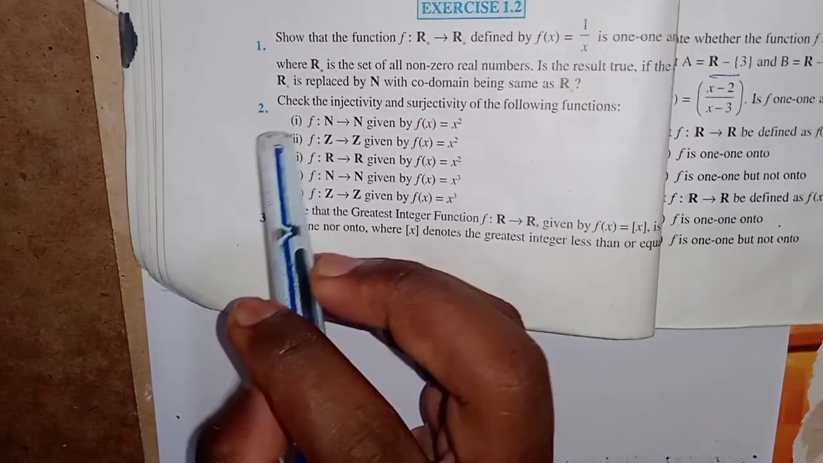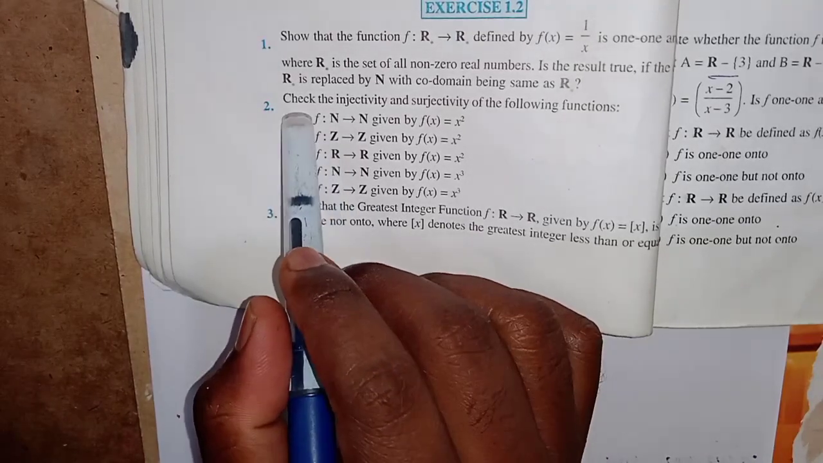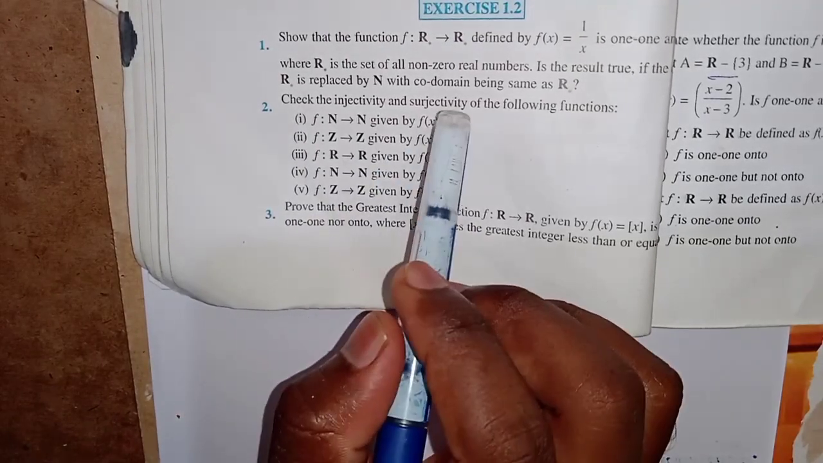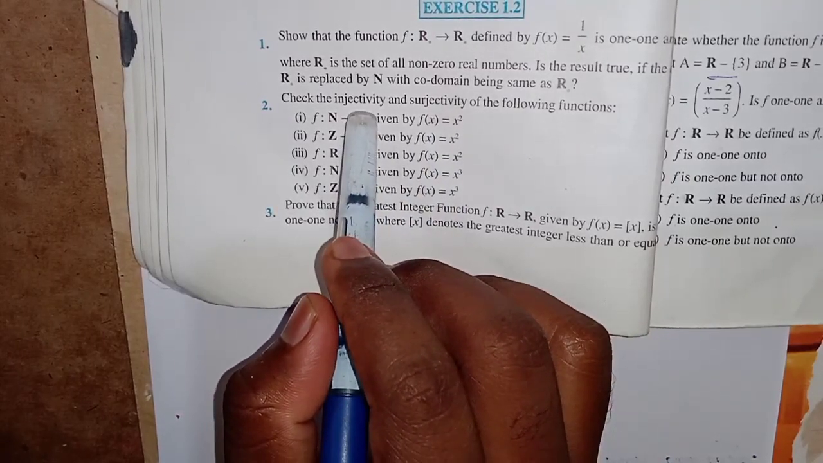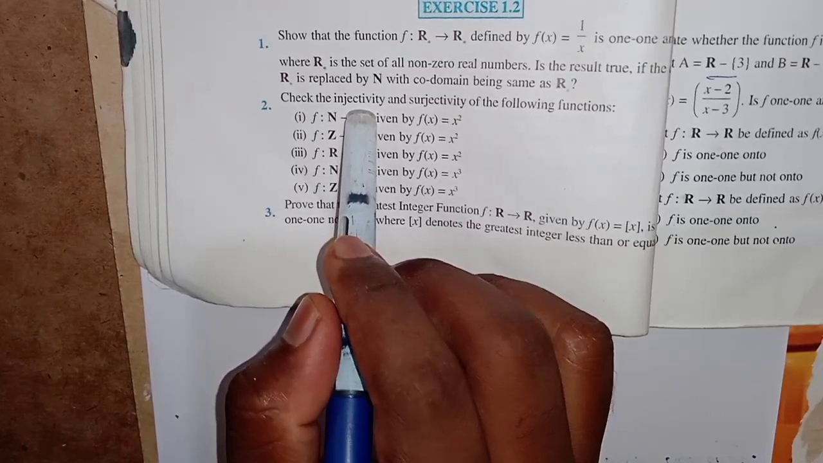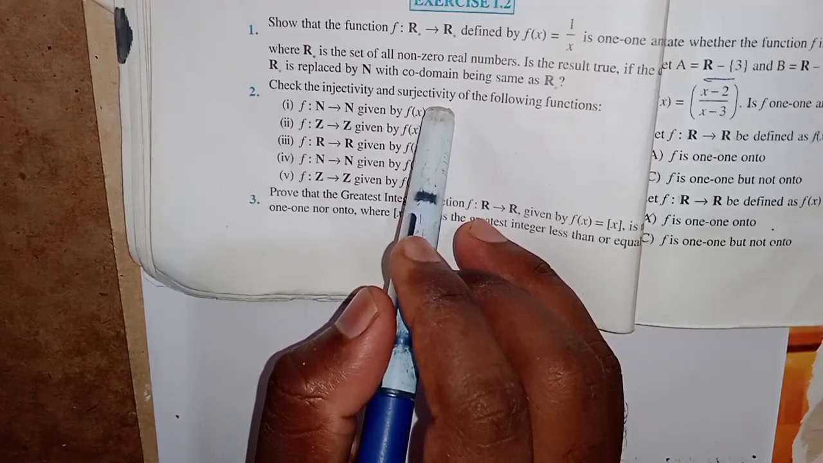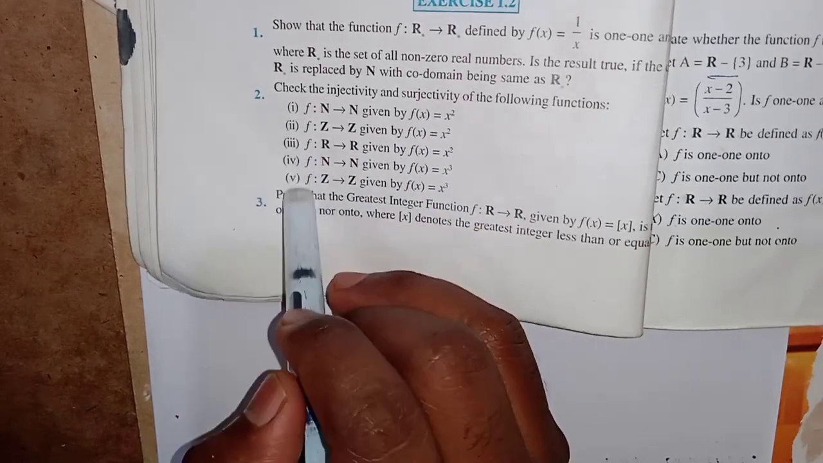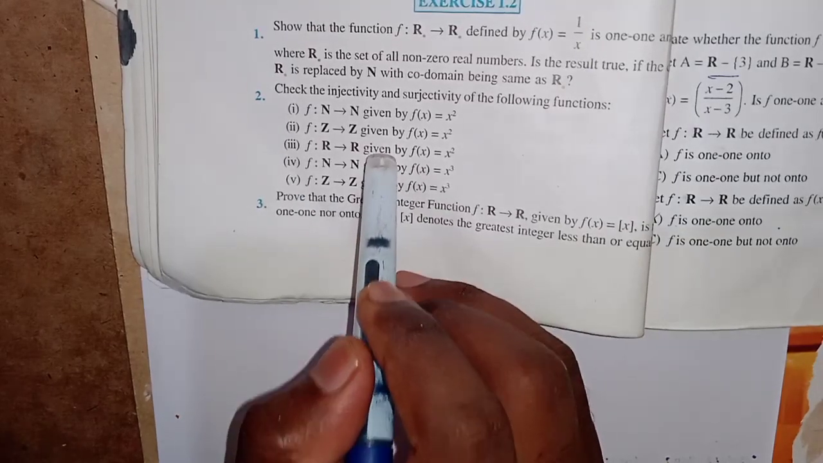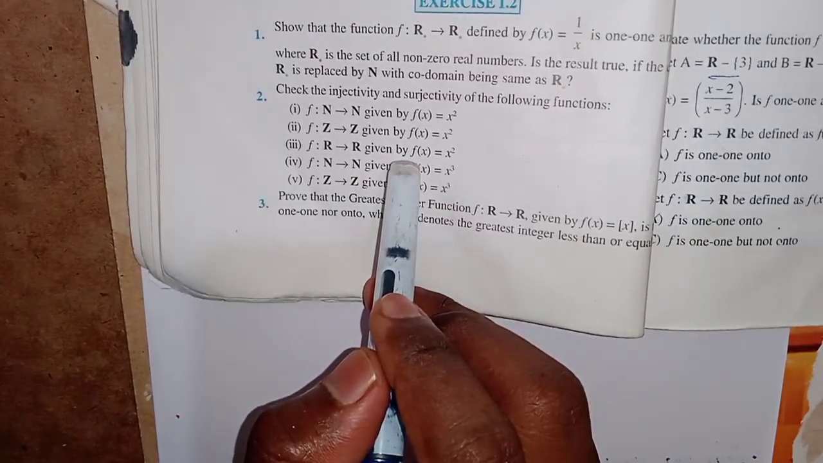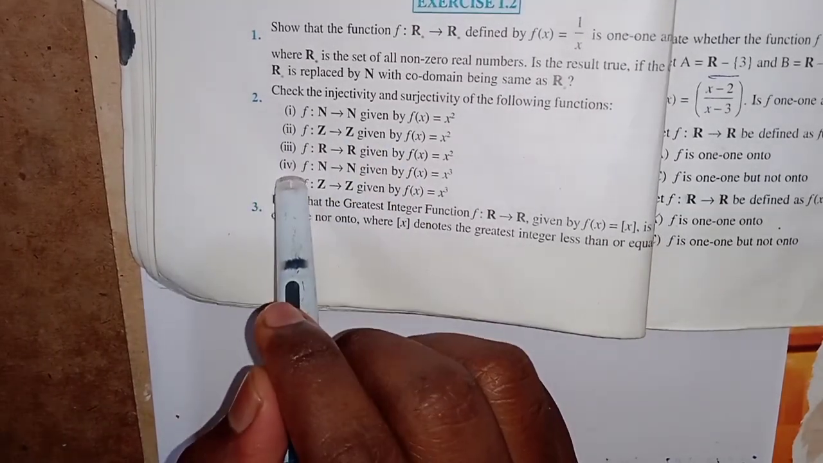Today we are going to see question number 2. Question number 2: check the injectivity and surjectivity. Injectivity means one-one function. Surjectivity means onto function. For the given 5 subdivisions, you have to check whether it is one-one, onto. Therefore, all of these are 1 mark questions.